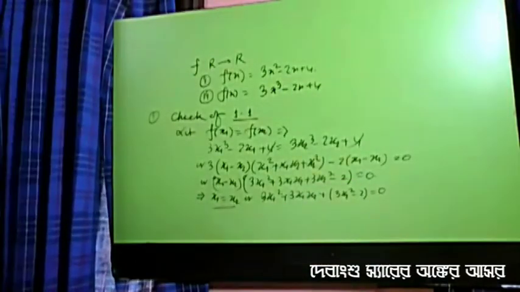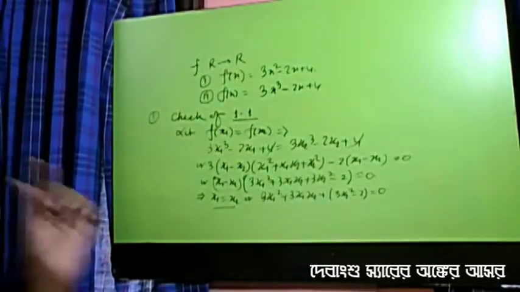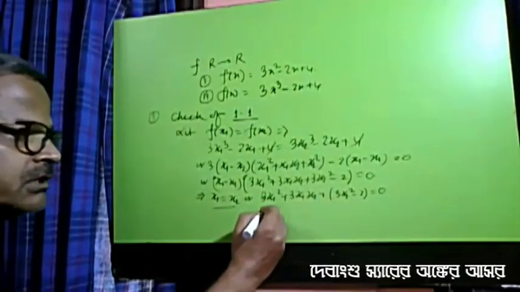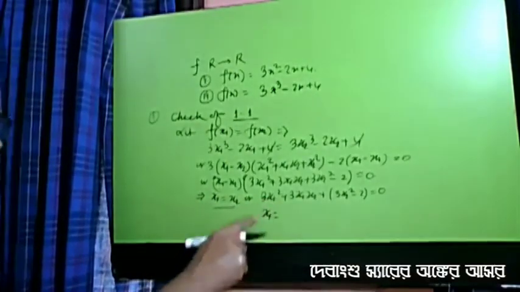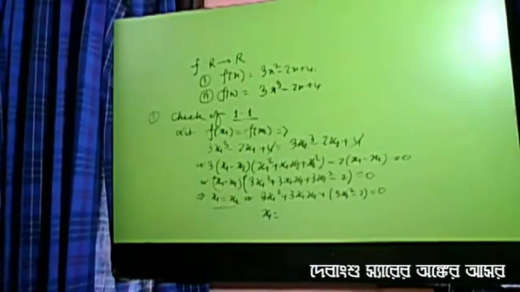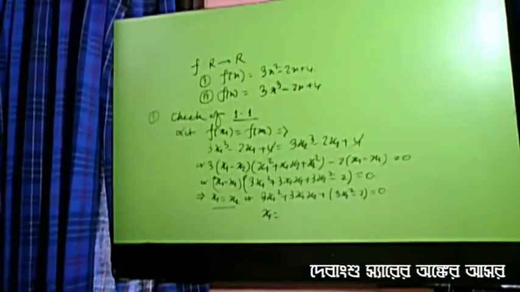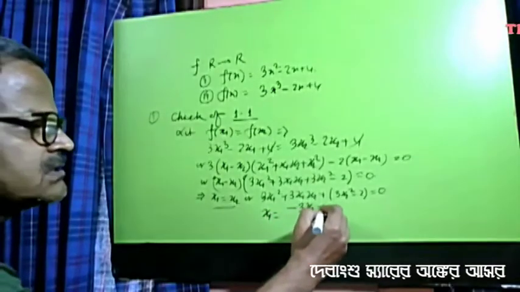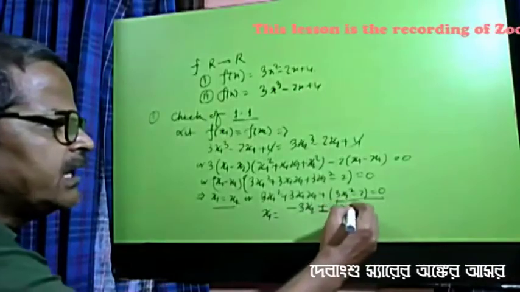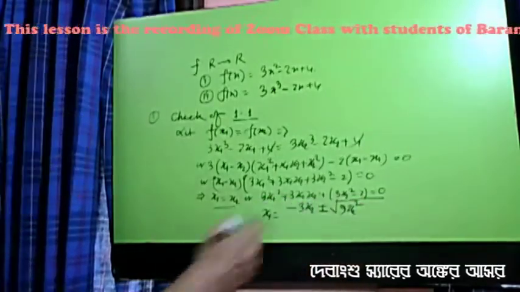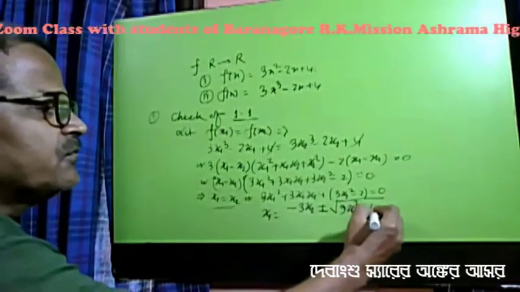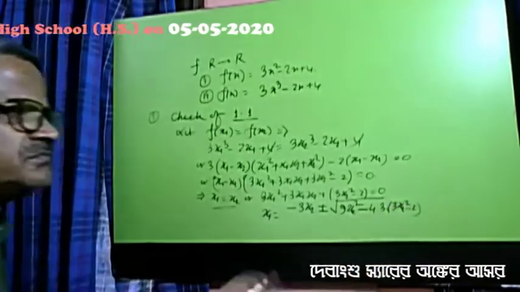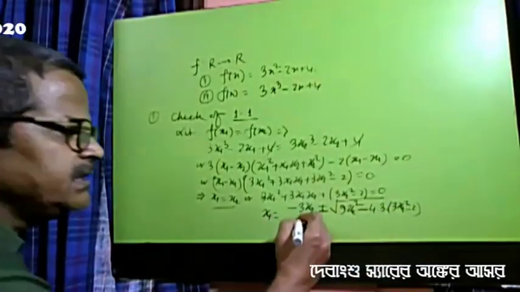Now I have to show that this equation does not give any real solution. Why? How could I prove that? So if we consider it as a quadratic in x1 only, treating x2 as constant, then x1 is equal to minus 3x2 plus minus root over 9x2 square minus 4 into 3 into 3x2 square minus 2, by 6.